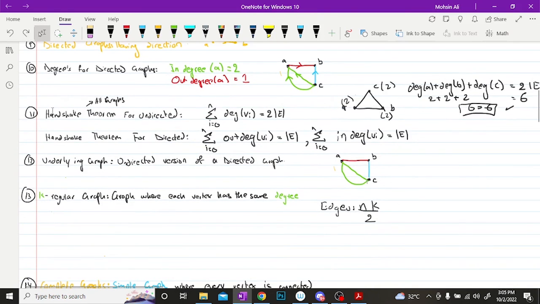Then there is the formula of the handshaking theorem, which is that the degree of all the vertices would be equal to 2 times the total number of edges in that graph. And the handshaking theorem for the directed one would be the out degree plus the in degree would still equal 2 times the total number of edges. And the underlying graph is basically the undirected version of the directed graph.